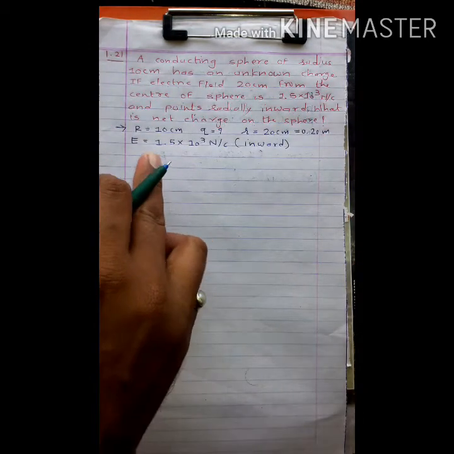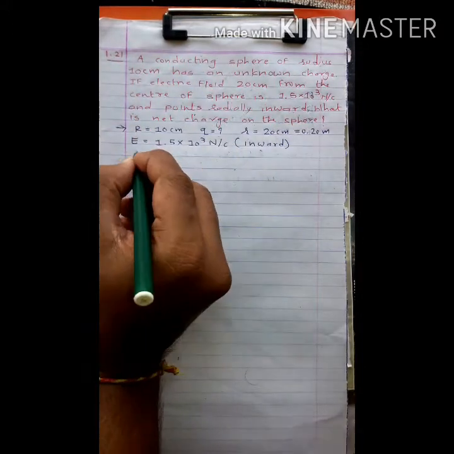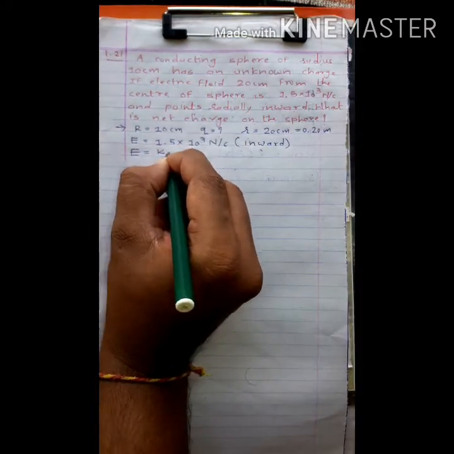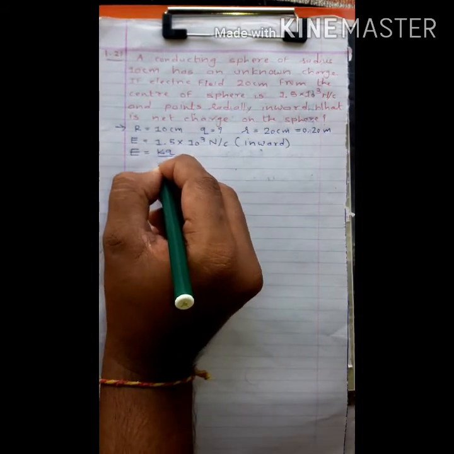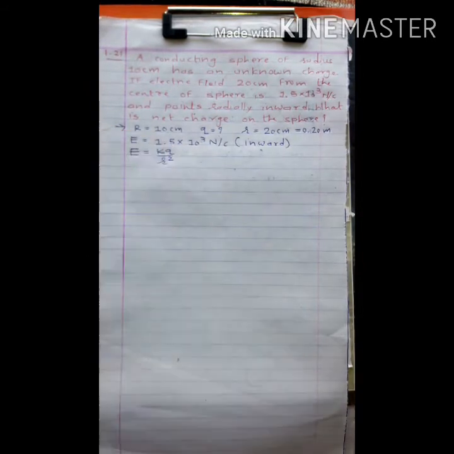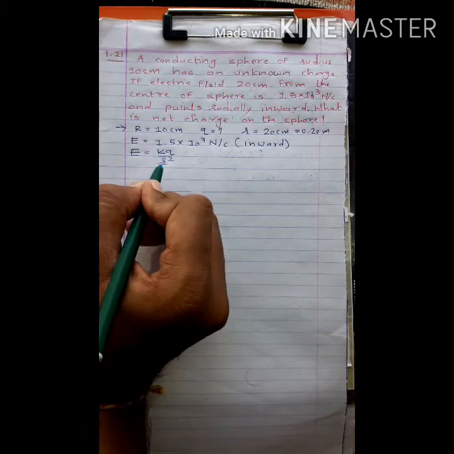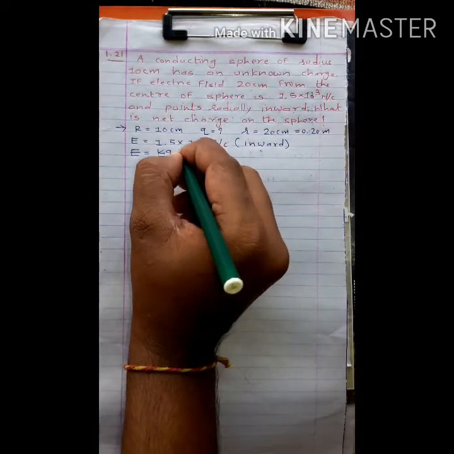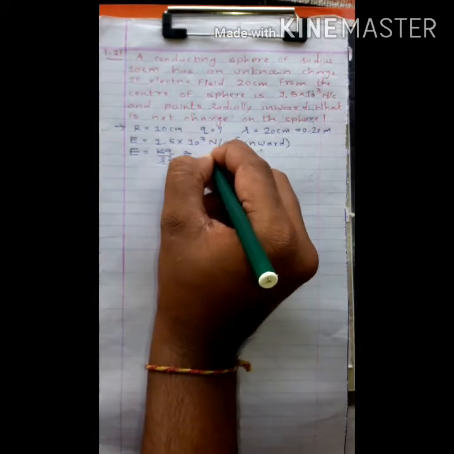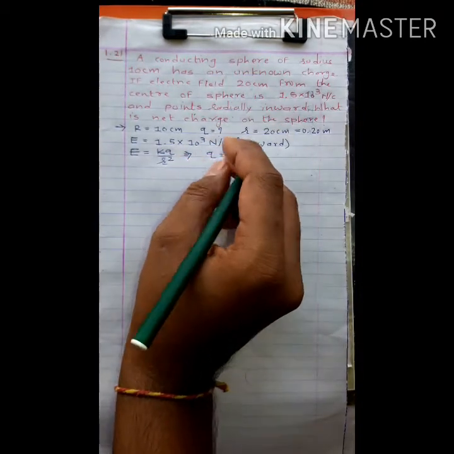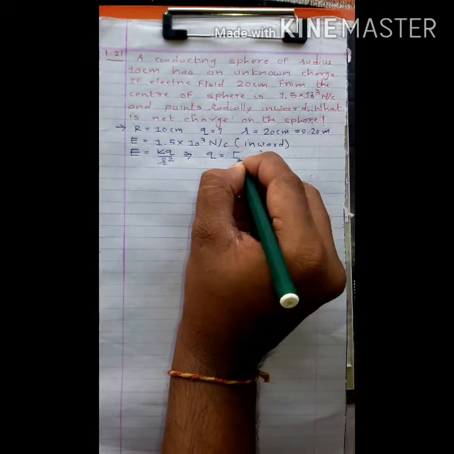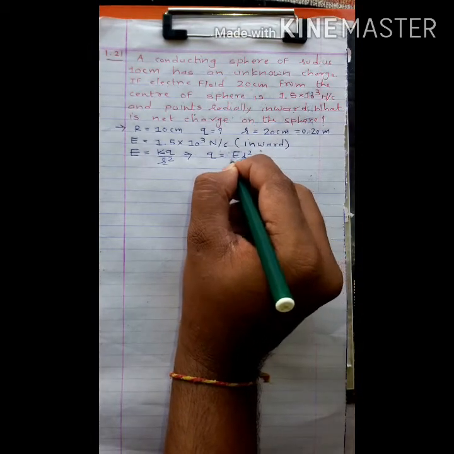Here we will use the electric field produced by the sphere. The electric field produced by the sphere, E, is equal to KQ upon r square. This is our equation of electric field produced by a sphere. Here we use the distance small r because at this distance the electric field is given. Now make Q the subject. So Q is equal to E into r square divided by K.